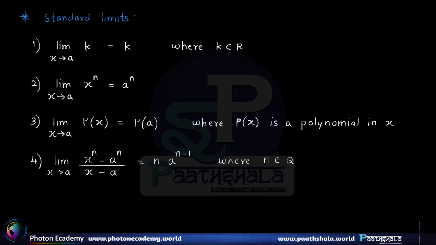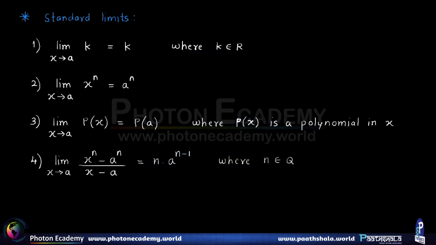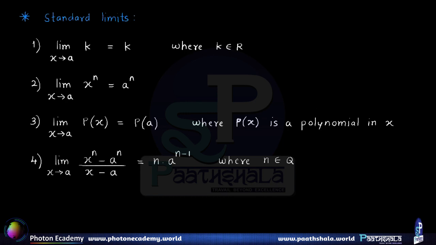Here are some very standard simple limits that we use while solving the sums. First is the limit of a constant k as x tends to a is equal to k itself. That is simply because, since k is a constant, its value is going to remain always the same wherever x might tend to. The second limit is the limit of x raised to n as x tends to a is equal to a raised to n.